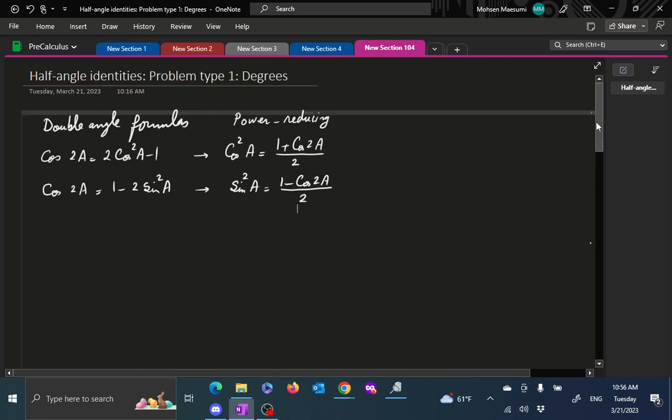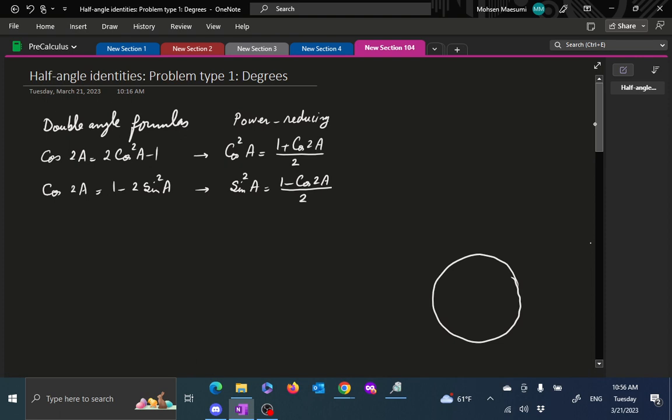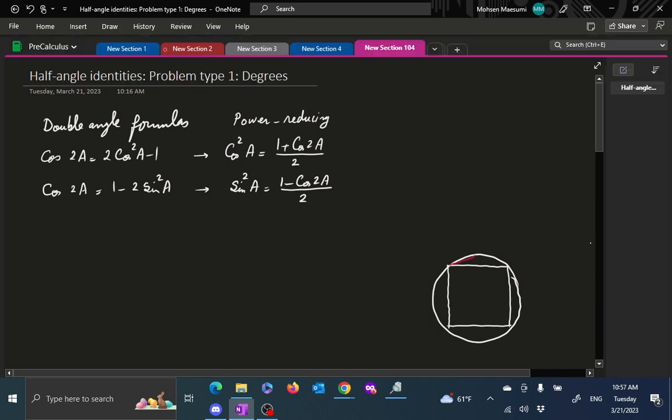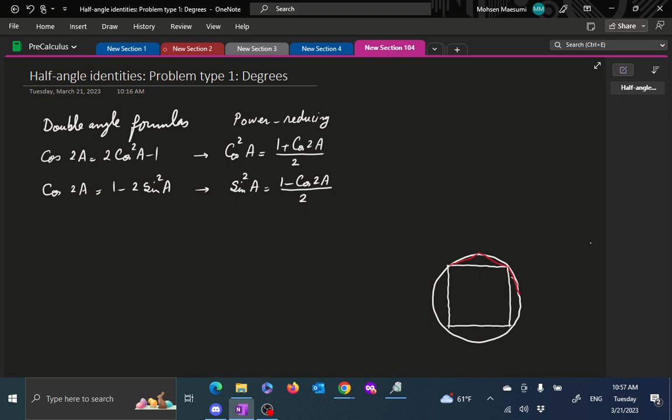Let me draw the picture here to motivate the topic. If you have a circle, you want to approximate it. A very rough approximation is to say its perimeter is close to the perimeter of this square. That's very rough, but you can always improve that. So how do I improve it? I subdivide each of these arcs into two, so that is a half angle idea. I'm taking each of these angles and dividing it in half.